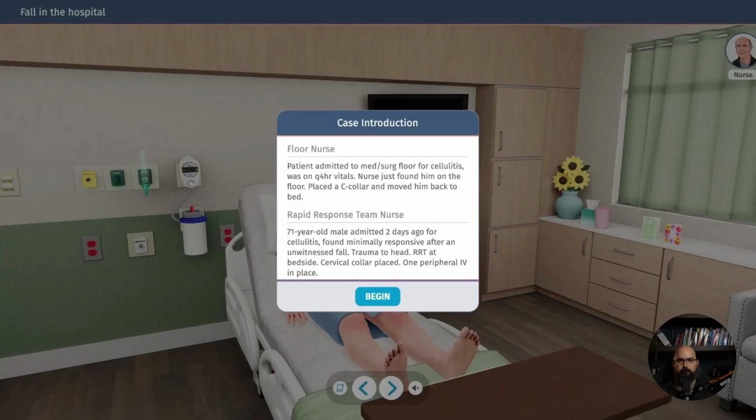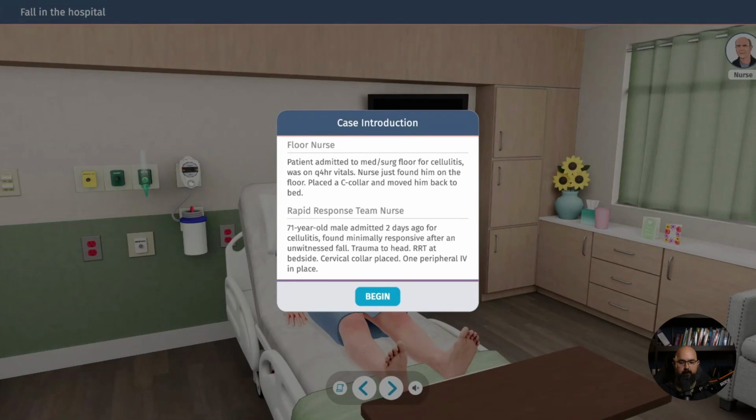I know the last one we did was an alcohol withdrawal with new fevers. Looks like a CLABSI kind of situation. But let's jump into the next one. All right, so for this one, this is another quote unquote floor case. This is a patient admitted to the med-surg floor for cellulitis, on Q4-hour vitals. Nurse just found him on the floor. Placed a C-collar and moved him back to bed.